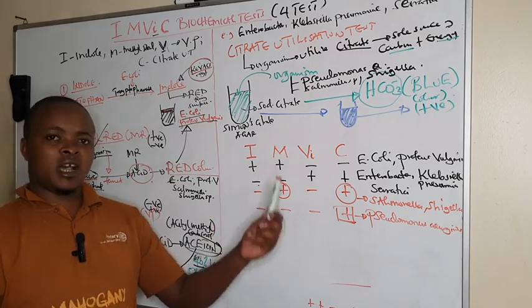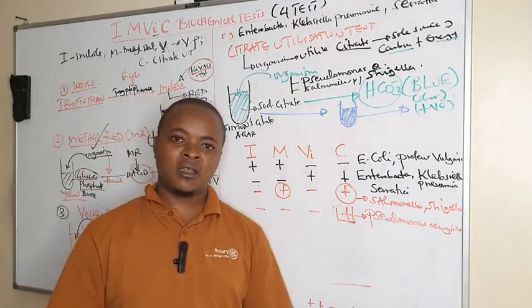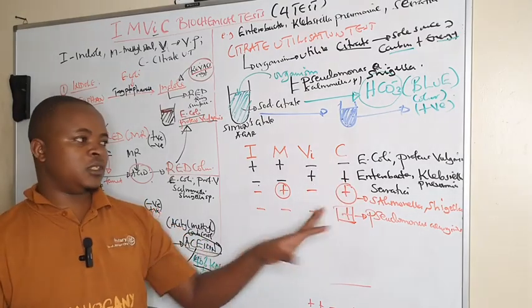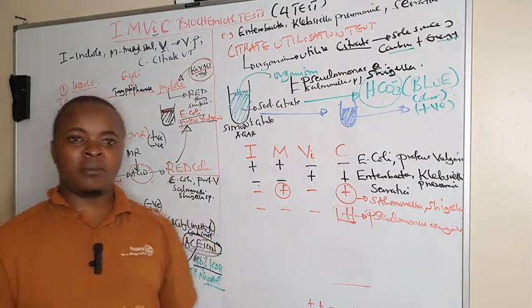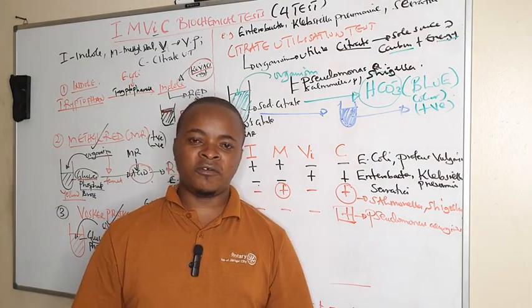So this is how we can interpret our IMViC biochemical test, which is a set of four tests being utilized to identify the family Enterobacteriaceae. Those are gram-negative bacteria.